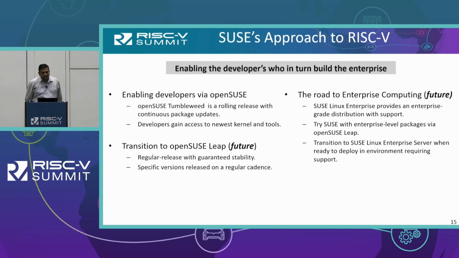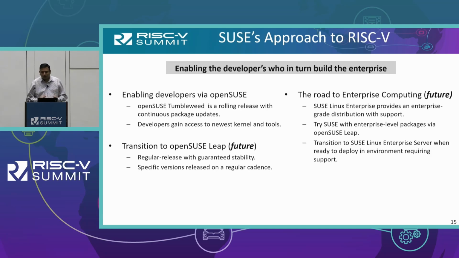Developers gain access to the newest kernel using Tumbleweed. The next step is to transition to openSUSE Leap, which is a future version. Leap guarantees a regular release with guaranteed stability, and specific versions are released on a regular cadence. The final step is the enterprise release, which is commercially supported by SUSE, and that is an enterprise-grade distribution.